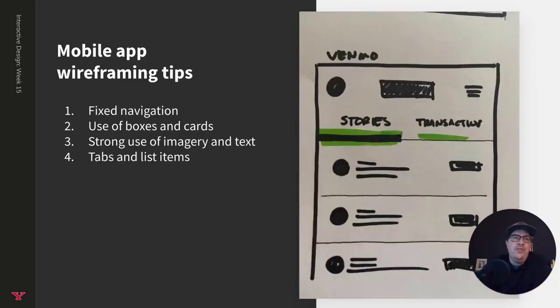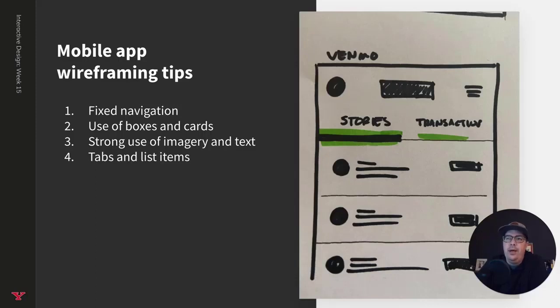The fourth one, as far as mobile app tips go, is the use of tabs and list items. I think this would be especially important if you chose to do the money transferring app, especially if you wanted to see a detailed history of transactions and things like that.